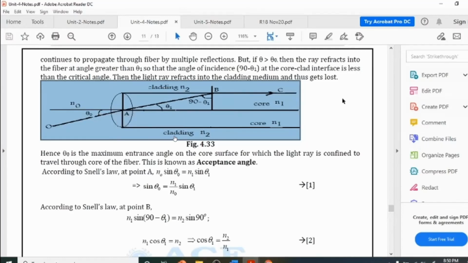Now regarding the questions, let me tell you, there will definitely be a problem. If at all he gives a problem in the fourth unit, it would be on acceptance angle or numerical aperture. Let me tell you very clearly.